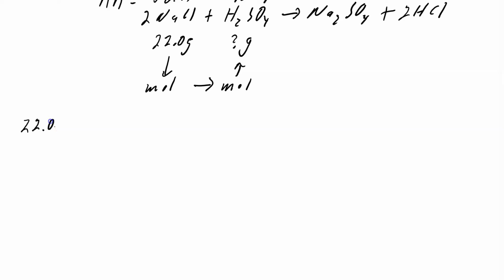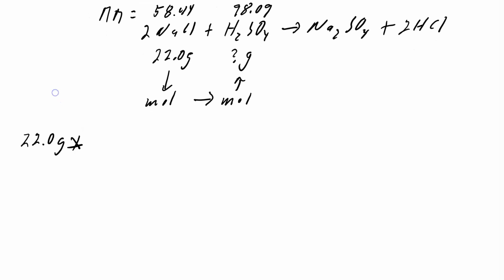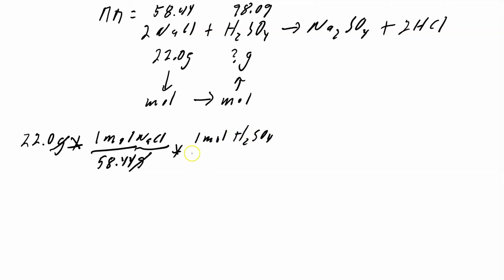Starting with 22.0 grams, and we're going to multiply that by the molar mass, which is 58.44. We're going to have 1 mole upstairs and 58.44 grams downstairs. Grams cancel, I'm left with moles of NaCl. We now want to convert moles of NaCl to moles of sulfuric acid. We see we have 2 moles of sodium chloride giving us 1 mole of sulfuric acid. So we're going to multiply by 1 mole H2SO4 over 2 moles sodium chloride. Moles of sodium chloride cancel. I now have moles of sulfuric acid.